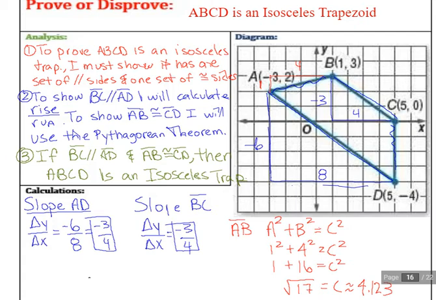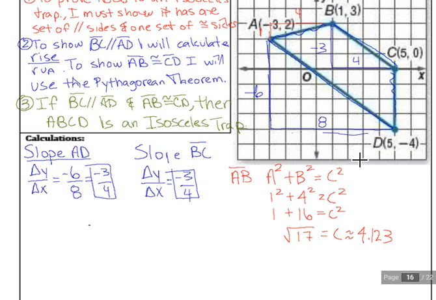All right, now we do have to compare that to our final distance, which is CD, but CD is a vertical line, and so we don't even really have to do any calculations. We can simply count this. Okay, so 1, 2, 3, 4. Okay, so we have CD equals 4. Well, here's a problem.